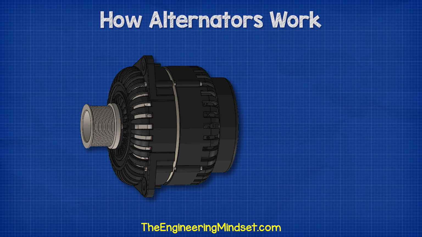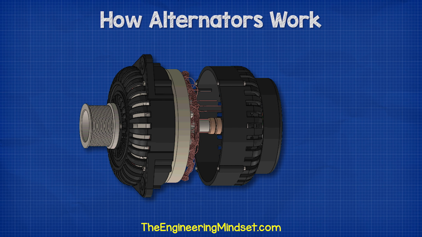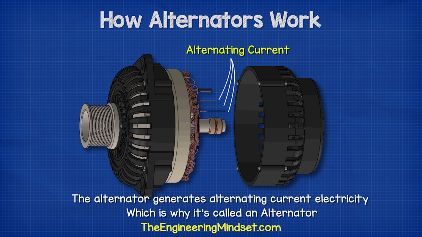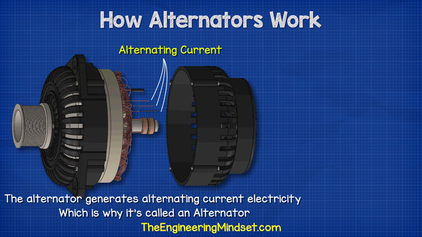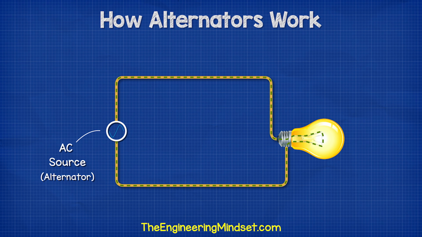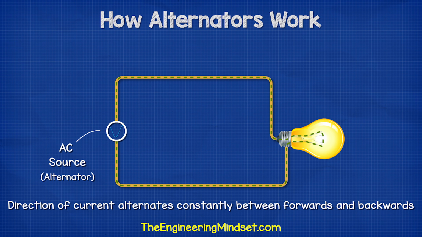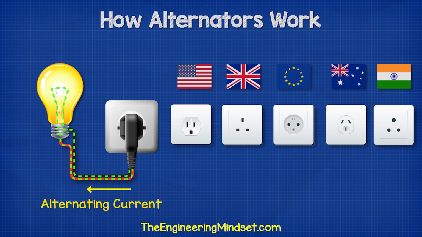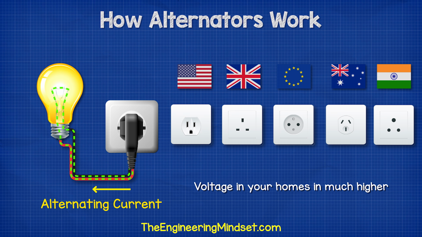The alternator produces a type of electricity known as AC, or alternating current, and this is why the unit is called an alternator. With AC electricity, the current of electrons flows forwards and backwards constantly. This is the same type of electricity that you will find in the power outlets of your homes, although the voltage in your homes will be much higher.